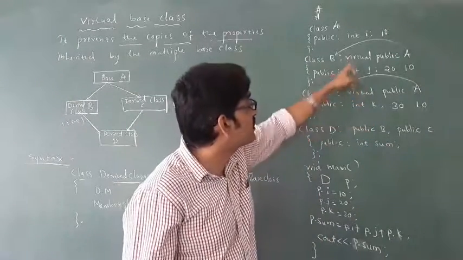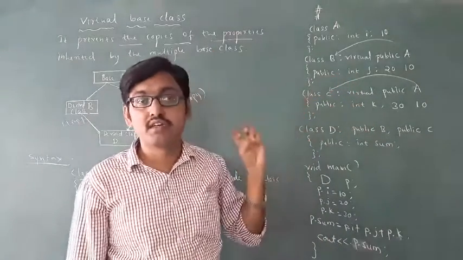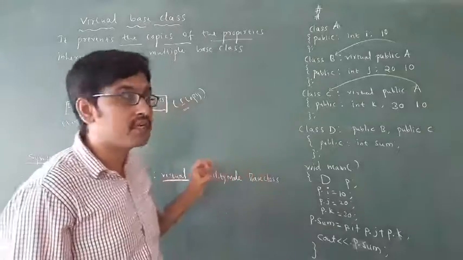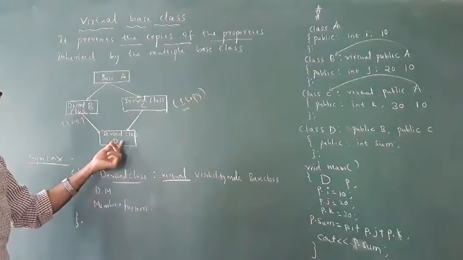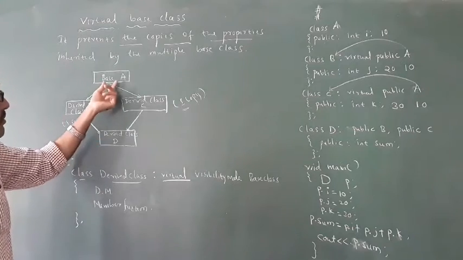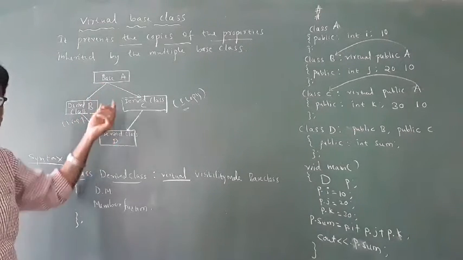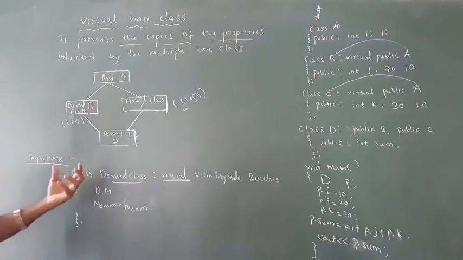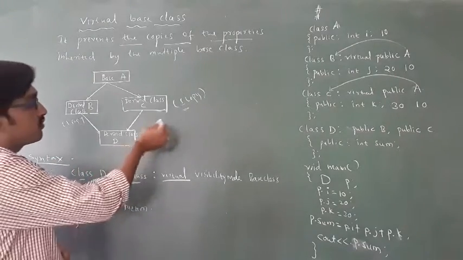If virtual is not given here, you cannot inherit the properties. You cannot inherit the properties from A to D. From A to D you cannot inherit the property. That's why you have to write virtual.